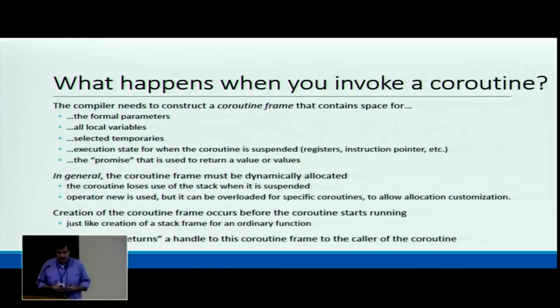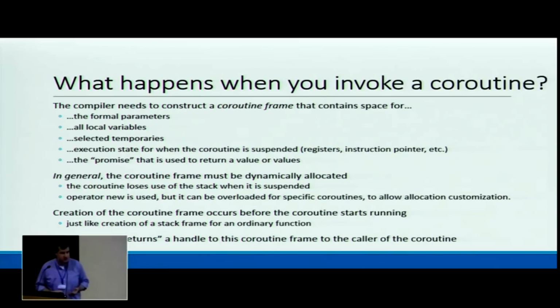In general, this coroutine frame must be dynamically allocated, because once a coroutine suspends and returns control back to its caller, it loses all access to the stack, right? At that point, the caller can go call some other function, and it just writes over all the stack space that the coroutine was using. So in general, the coroutine has to be dynamically allocated. By default, operator new is used, but that behavior can be overloaded for specific coroutine types to allow allocation customization.